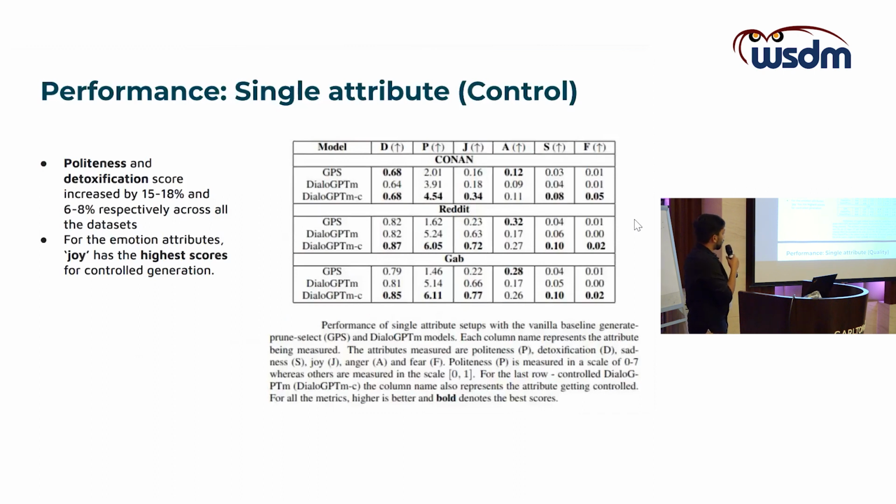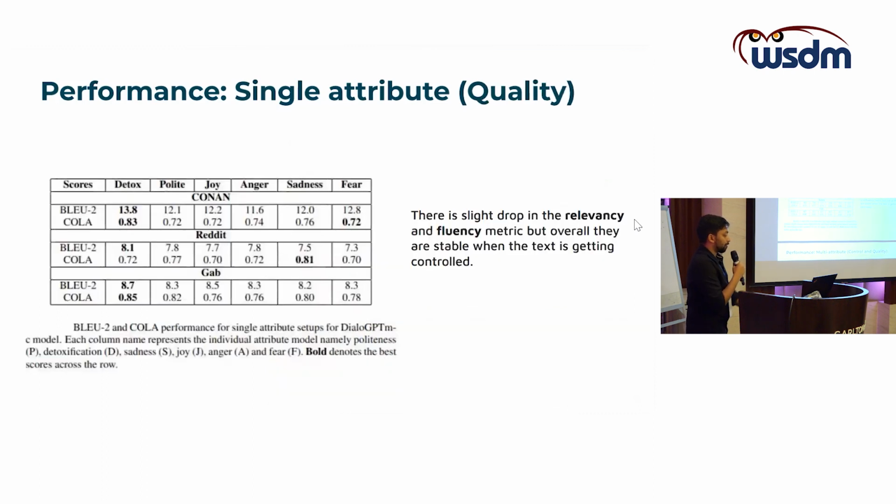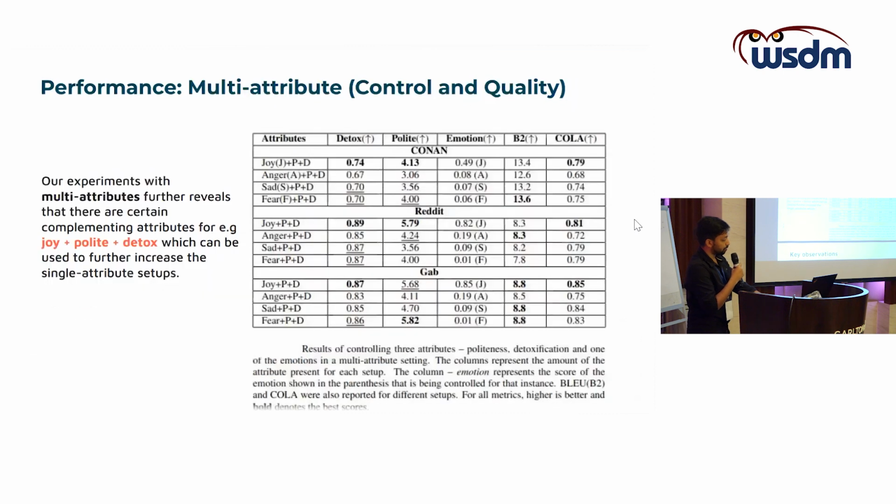So in terms of score, we find that we have increased the score of politeness and detoxification by 15 to 18% and 6 to 8% respectively across all the data sets. And for the emotion attributes, we find that joy is one emotion that is easily controllable. We find that there is a slight drop in the relevancy and fluency, but overall they are quite stable when we are controlling the text.